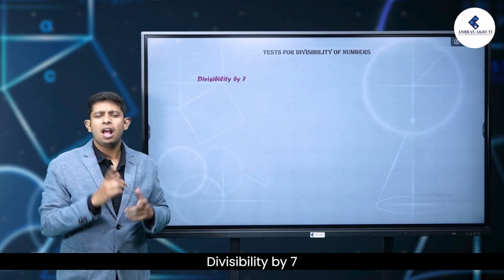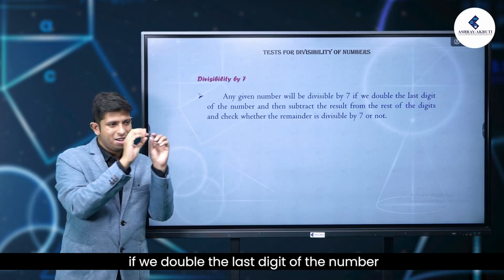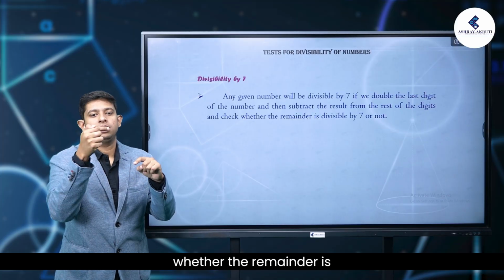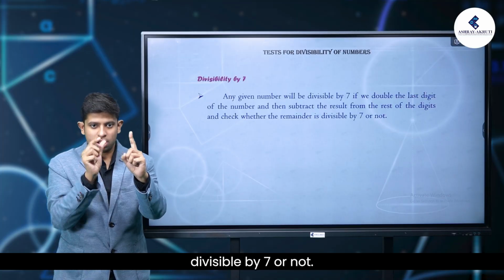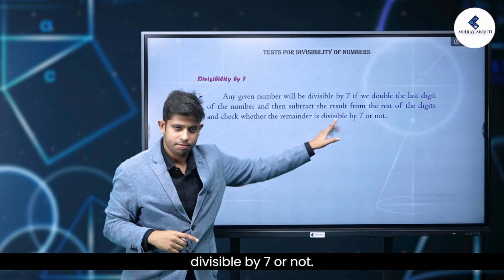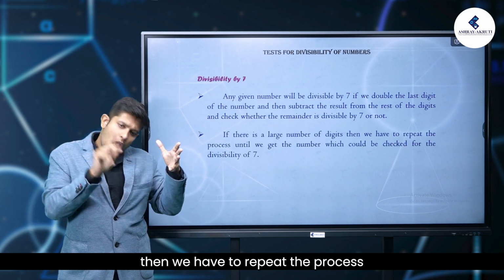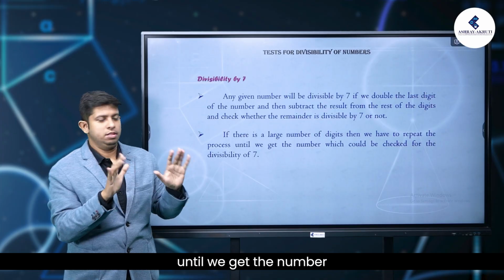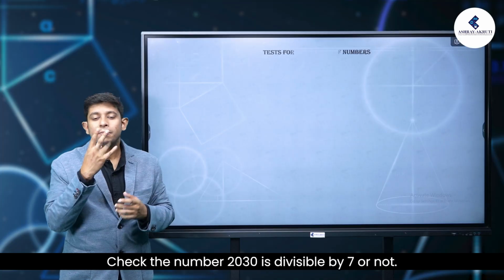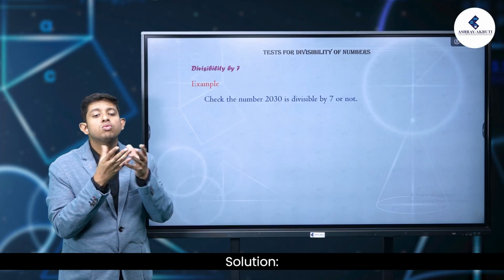Divisibility by 7. Any given number will be divisible by 7 if we double the last digit of the number and then subtract the result from the rest of the digits and check whether the remainder is divisible by 7 or not. If there is a large number of digits, then we have to repeat the process until we get a number which could be checked for the divisibility of 7. Example. Check whether the number 2030 is divisible by 7 or not. Solution.